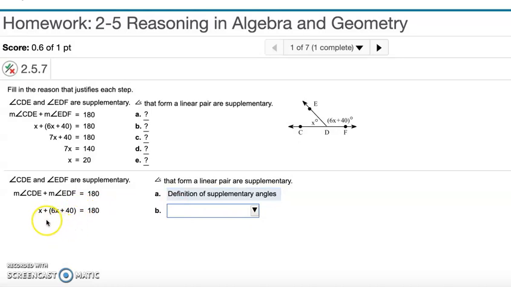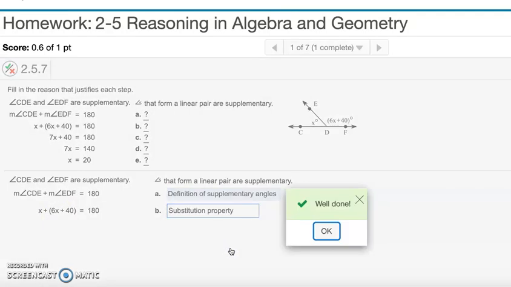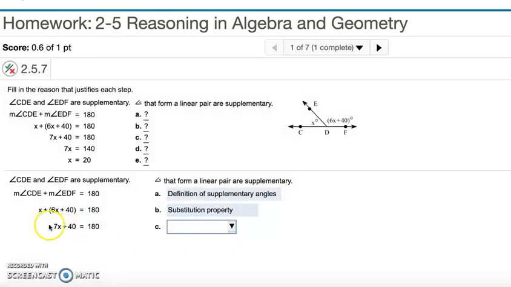The next step, we replace the measure of angle CDE with x and the measure of angle EDF with 6x plus 40. Replacing something with something else is substitution. So that's the substitution property, our justification for it. Now combining like terms, we can use distributive property to justify that.